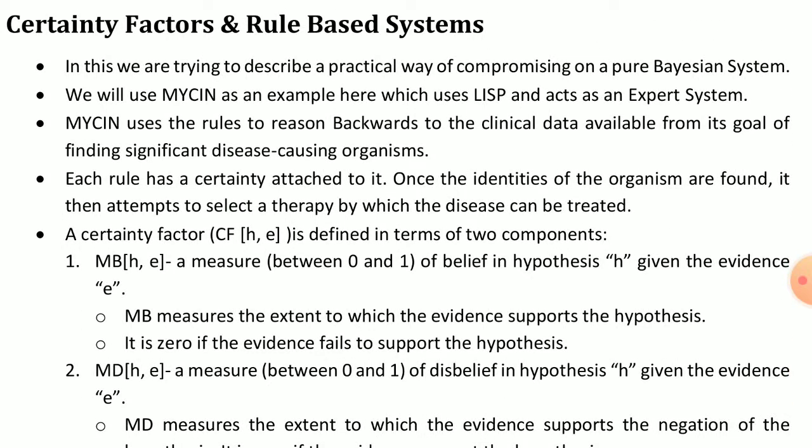In this we are trying to describe a practical way of compromising on a pure Bayesian system. Here we can try to find out the practical way how we can compromise on a pure Bayesian system. We learned the Bayes theorem in the previous video lecture. The equation and examples are completed. Now here we can learn the Bayesian system in a practical way.